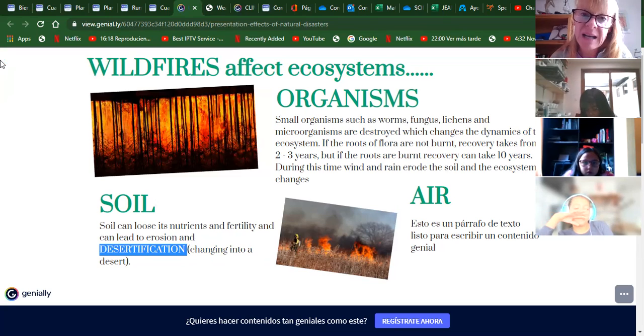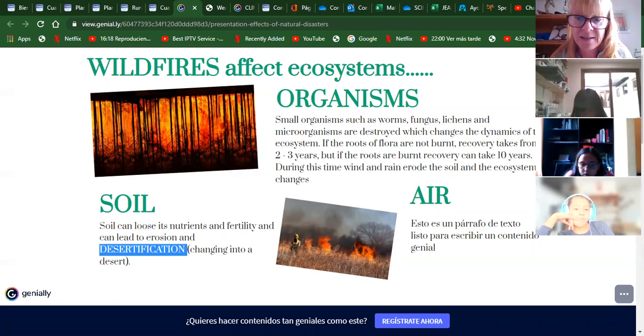¿Qué pasa con el ecosistema? It changes totally. Air. Oh dear. No escribí aquí. The air becomes polluted, contaminated. Okay, aquí olvidé. Okay, disculpa. The air with all the smoke becomes contaminated, causes illnesses, problems. That's a disaster.